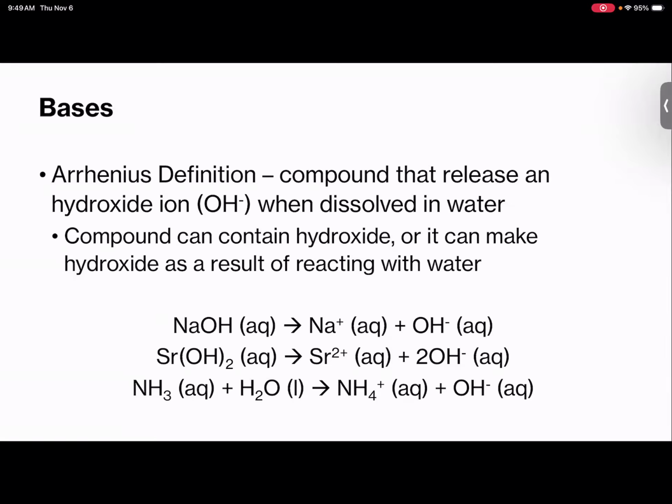For example, ammonia is a weak base. When ammonia reacts with water, the water donates a proton to the ammonia to make the ammonium ion, and what's left over is the hydroxide ion. So you have the donation of a hydroxide, just like the Arrhenius definition indicates.